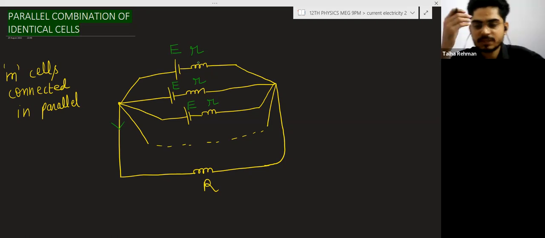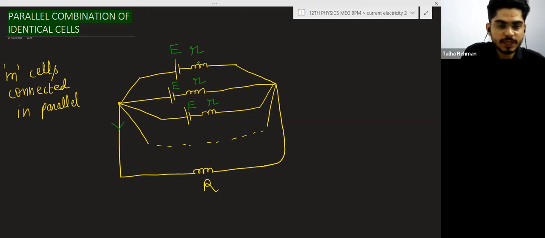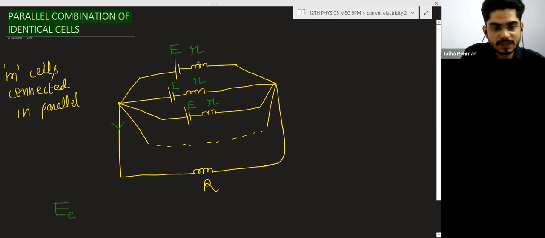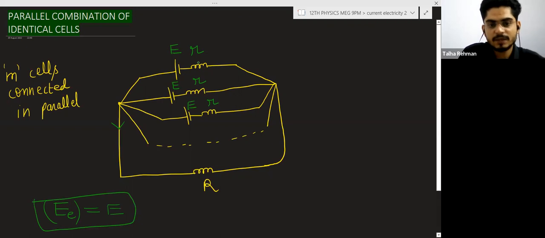So first thing is to calculate the equivalent EMF of the cell. So equivalent EMF of this circuit will be E. Because in parallel, the potential difference will remain the same, and EMF is also the potential difference.